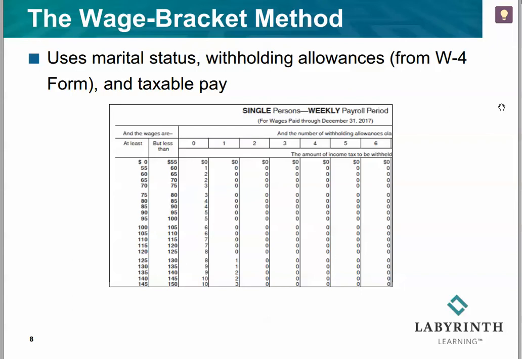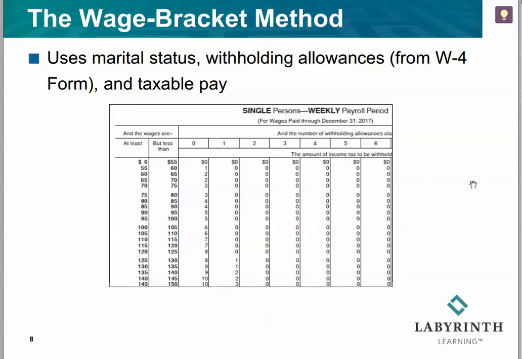of page 91. It says, if a single employee is paid on a weekly basis and claims one federal withholding allowance and earns $312, how much tax do they need to withhold? So single person weekly, that's the table that we want to look at. They made $312. Oh, we can't even see that.